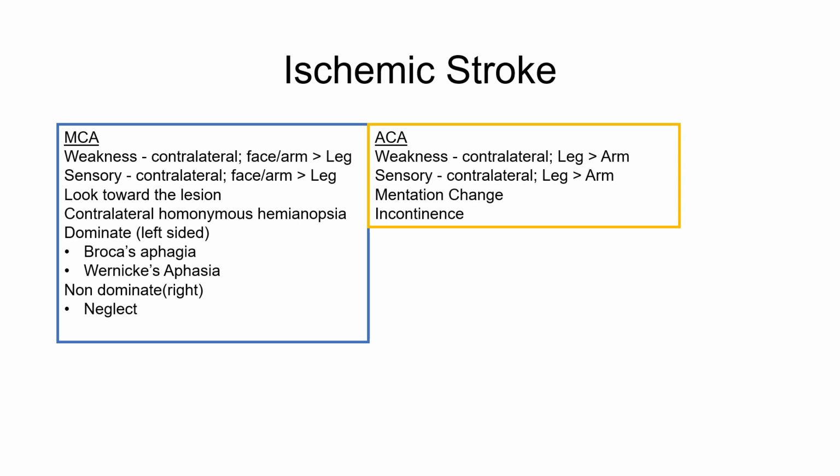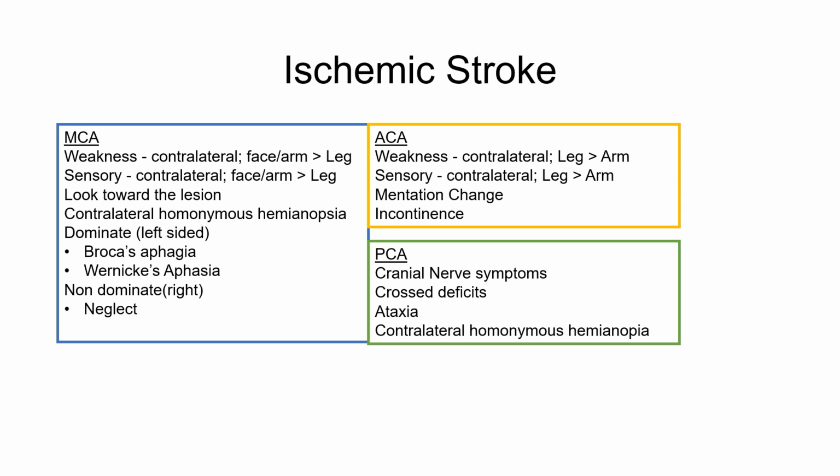Anterior cerebral infarcts have weakness and sensory changes on the contralateral side of the body, but it's the leg greater than the arm now, and the face is spared. They may have mentation changes, specifically related to frontal lobe involvement. They may have apathy as well as disinhibition. Abulia, which is inability to make decisions. They might have more primitive frontal lobe reflexes like a baby would, like grasping and sucking.